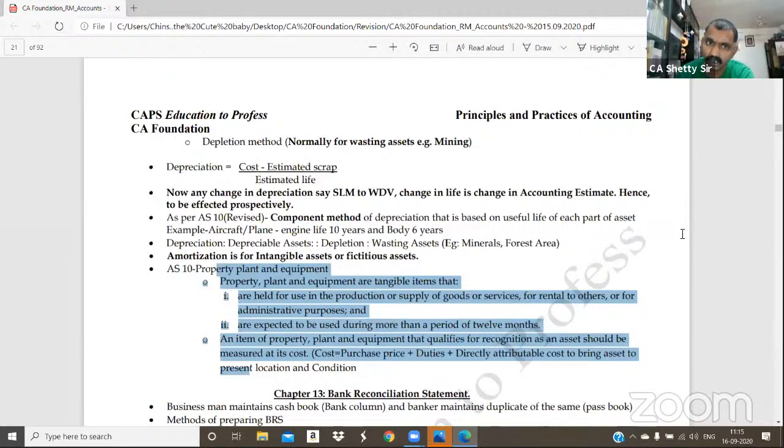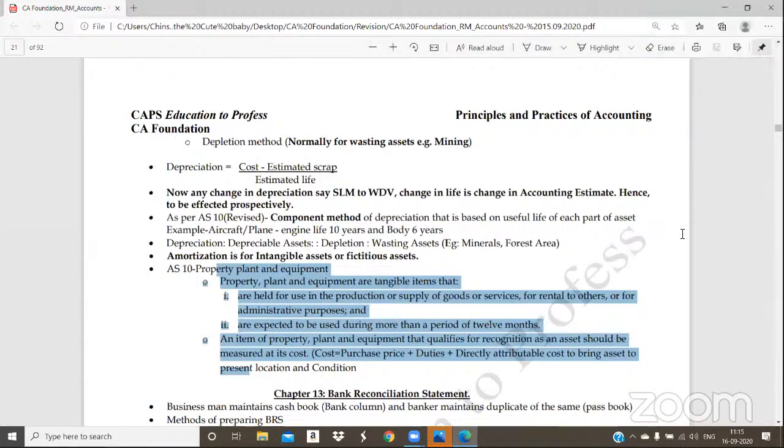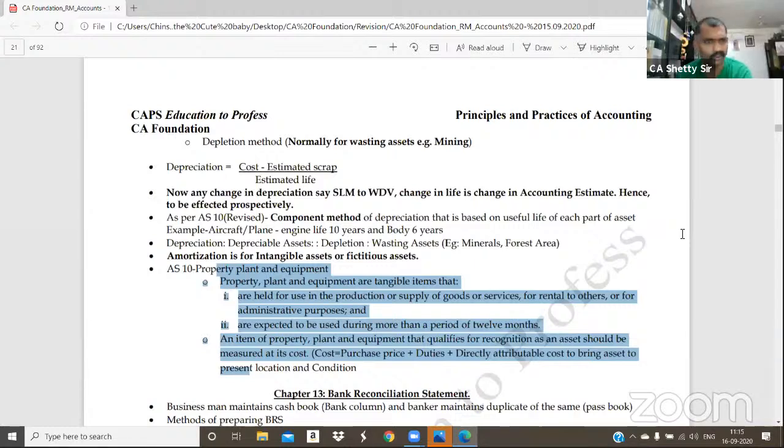Did everyone understand? Yes, sir. So at the beginning of the 7th year, it is 46 lakh. The estimated scrap value of 10 lakh, don't change, it stays the same unless they give otherwise. 46 minus 10 is equal to 36, divided by 8 more years, is equal to 4.5. Everybody understood? SLM to WDV, estimated life, all of this is a prospective concept, not retrospective.